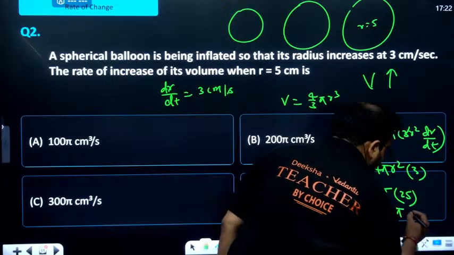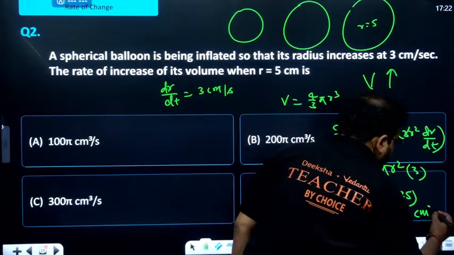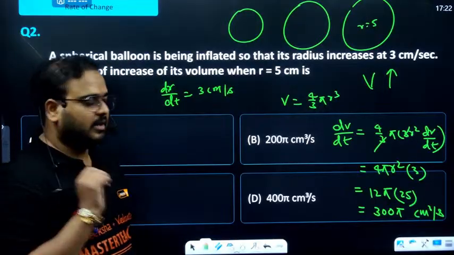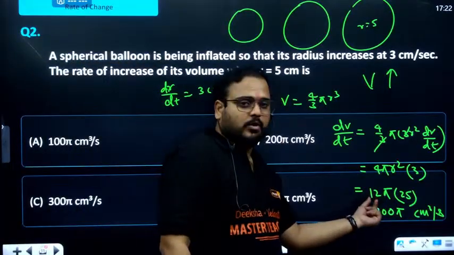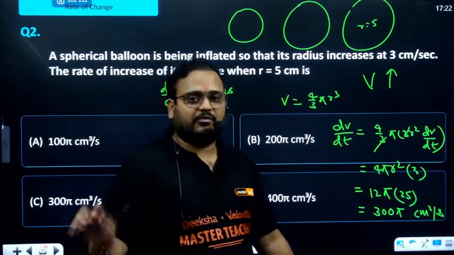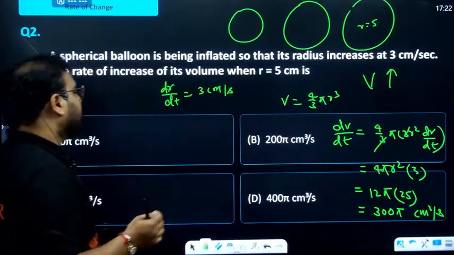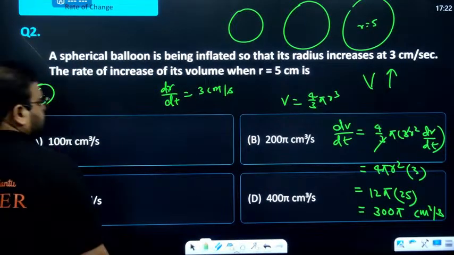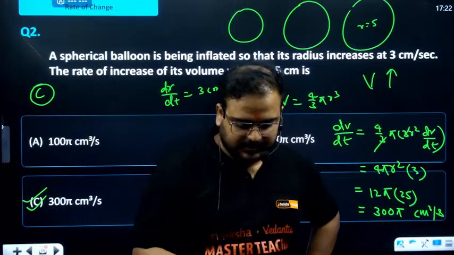300 pi. Change in volume means centimeter cube per second. Look carefully again. 25 times 10 is 250, times 2 also. If you consider, it will become 50. Add them. 300 is the answer, which is option number C.